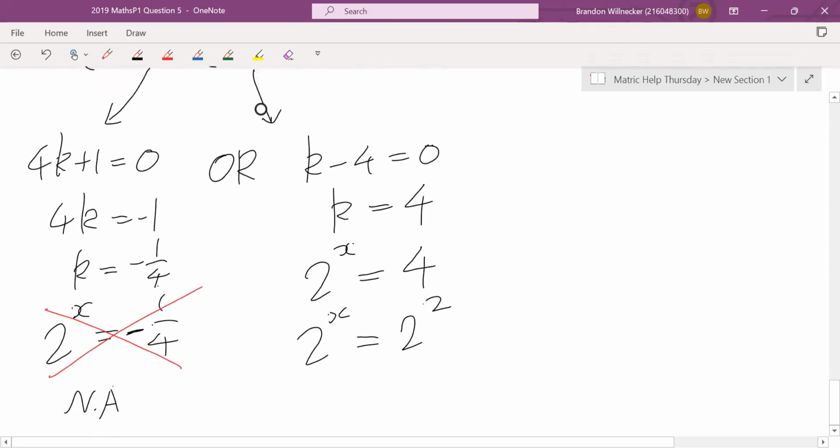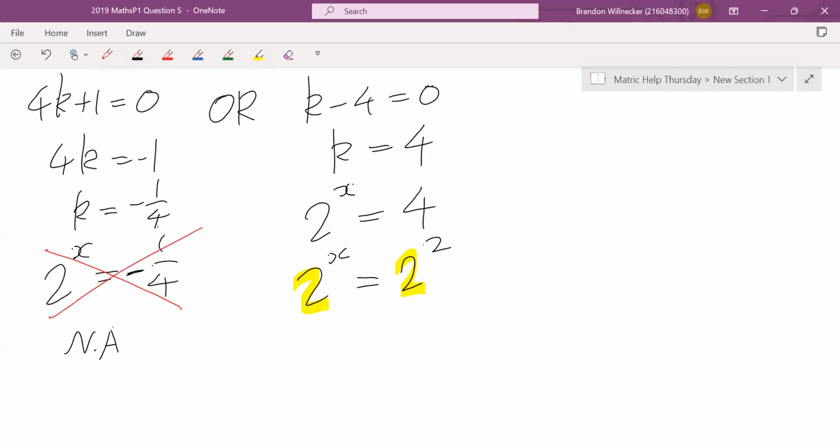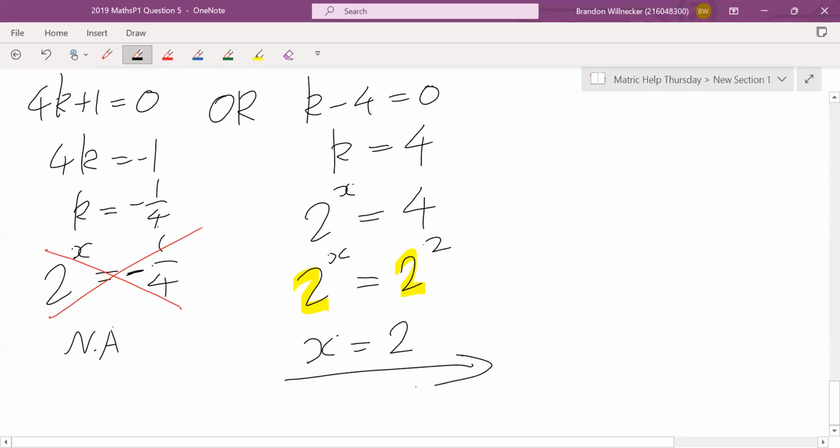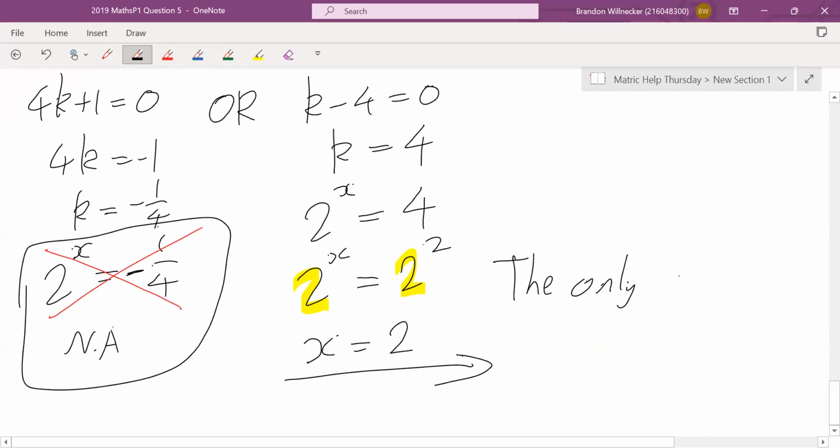However, now that we know both bases are 2, we can compare the exponents. So in this case, we just drop the 2's, so x will be 2. There we go. That's our only solution because we discarded the other one. This one, not a solution. This one is. So the only solution is x equals 2. Yeah, we threw away the other one.